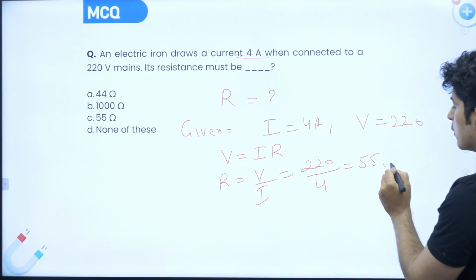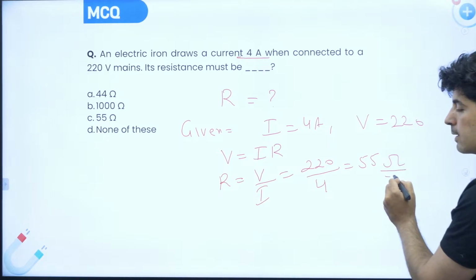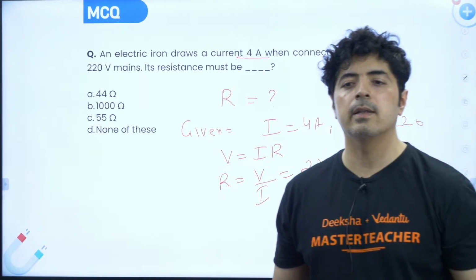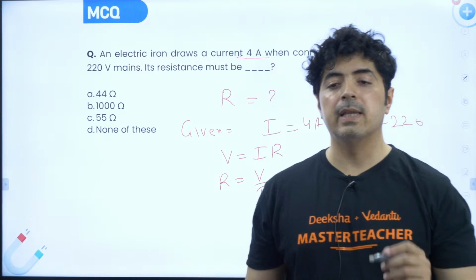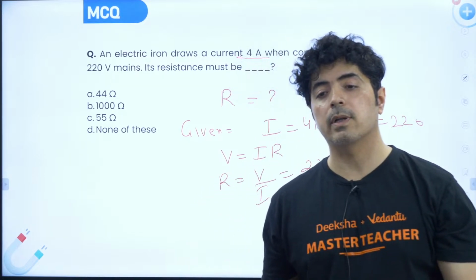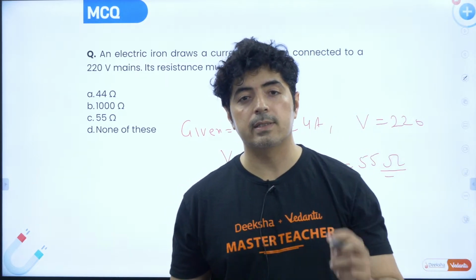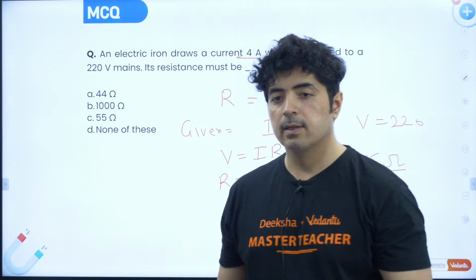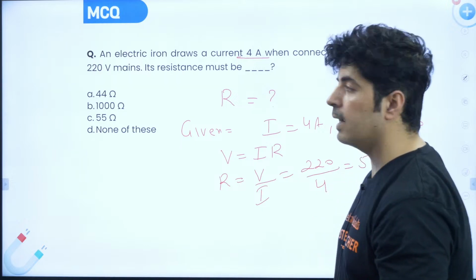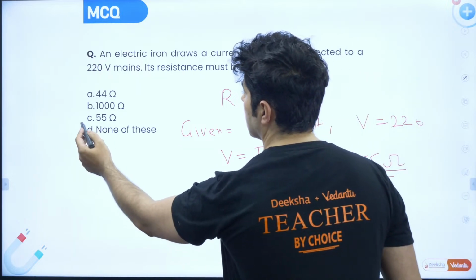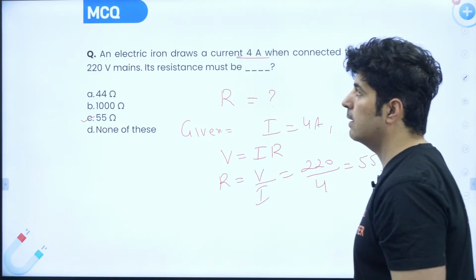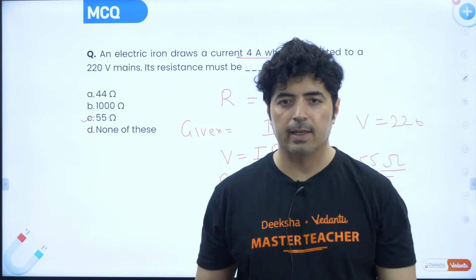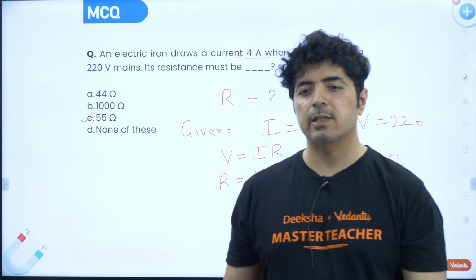And do not forget to write the unit, otherwise your marks will be deducted in your board exam. Please, units are extremely important. Please remember to write the units. So 55 ohm is the answer here. Perfect, very nice. Okay, let's do the next problem.